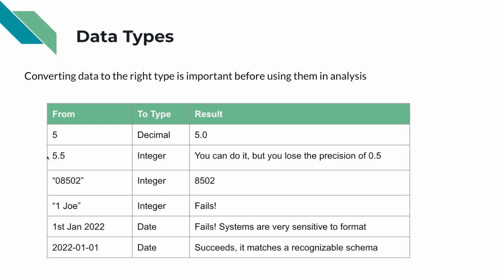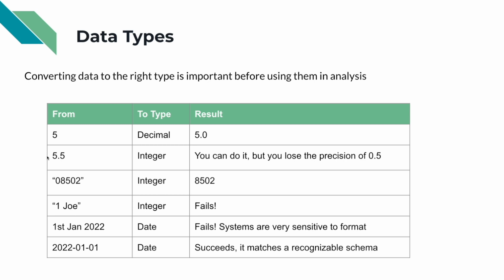Changing between these data types based on what you need is important because analytic functions do need the right data type to function. We can see in some examples here where we can make some of these conversions and we cannot make others. We can go from 5 to 5.0 because decimals contain more information than integers. But if we go the other way, 5.5, we can go to an integer, you just lose the 0.5. If we go from 08502 to integer, we lose the 0, and actually now we don't know whether it's 85020 or 08502 as the zip code if we ever converted it wrongly.